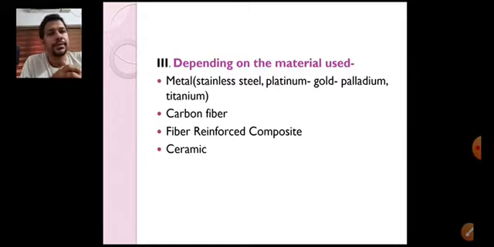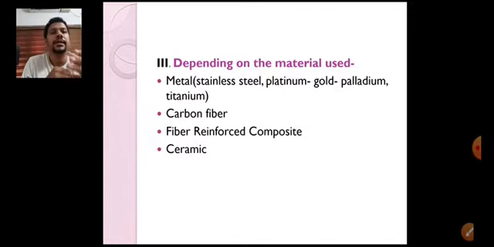Then carbon fiber. It is having a historical value because it's not used nowadays because of its aesthetic appearance as well as strength properties. It lacks strength. It can easily break. So the use of carbon fiber is being discontinued nowadays.